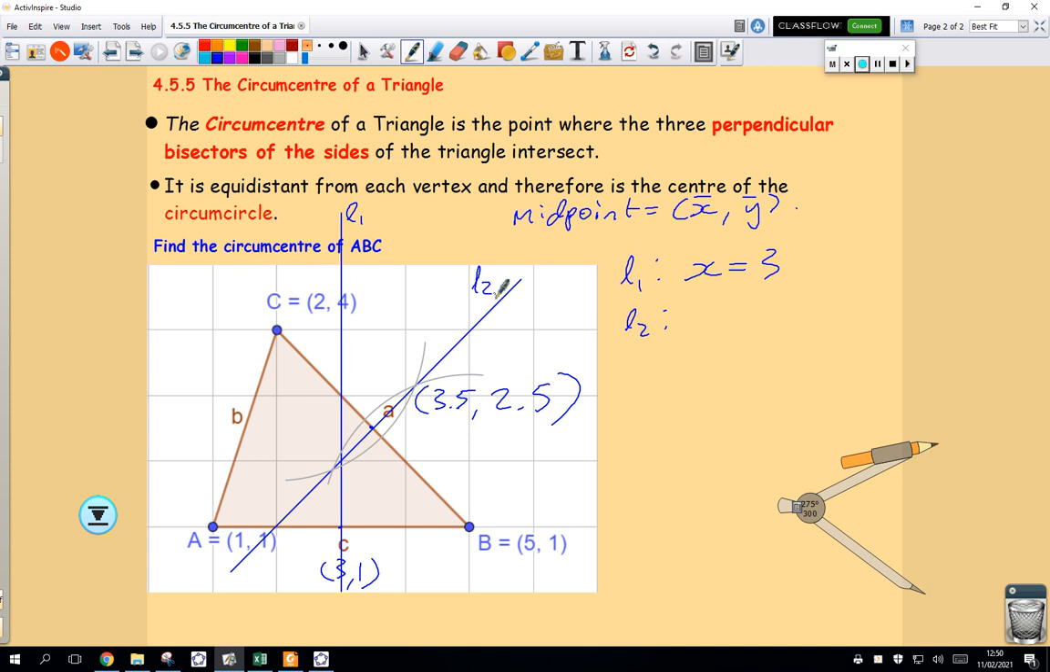Okay, how do I figure out what it is? Well, I have to find its slope, and I have to find a point. We do know the point. We know a point (3.5, 2.5), so I can use point slope form. y minus 2.5 equals m, I need to find the slope, times x subtract 3.5.